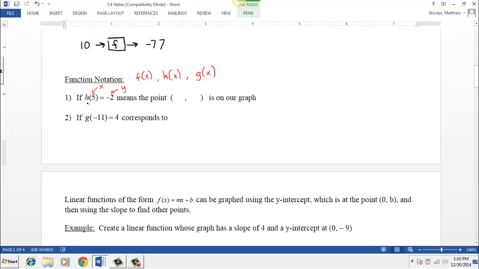Instead of writing h of 5 equals -2, this says that when x is 5, y is -2. You should have learned about this in Algebra 1, that in an ordered pair, the first number is always x, the second number is always y. So, if we had another example here, go ahead, how would you write this? What would come first? The x would be -11, the y would be 4. And this is another way to think about function notation.